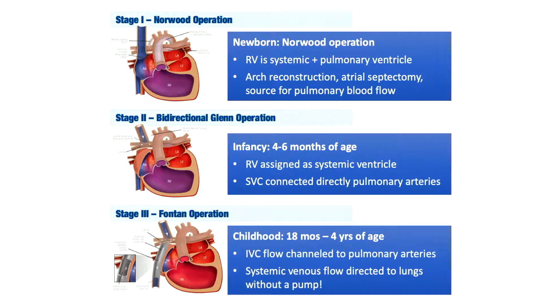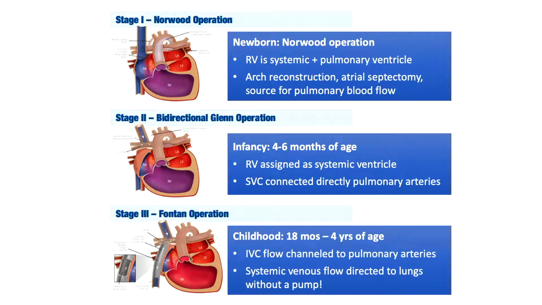So we take the superior vena cava and connect it directly to the lung, and that's done at 4 to 6 months of age. And at about 18 months, today more like in the 2 to 3 year age group, we take the inferior vena cava and direct it to the lungs. That's known as the Fontan operation. So yes, believe it or not, you can get blood flow into the lungs without the benefit of a pump. And that's shocking even every time I say that.